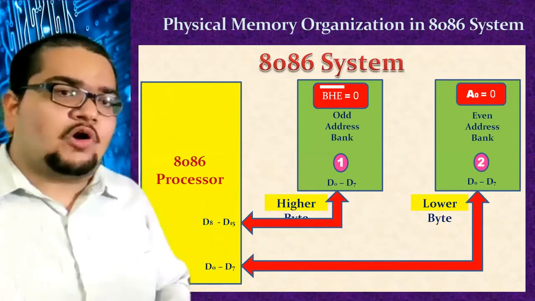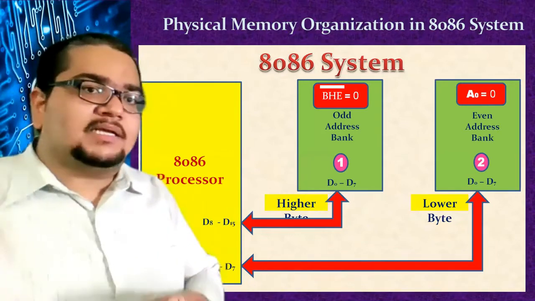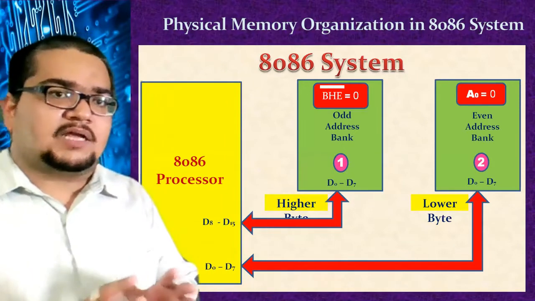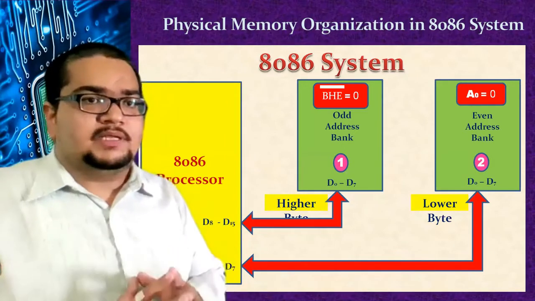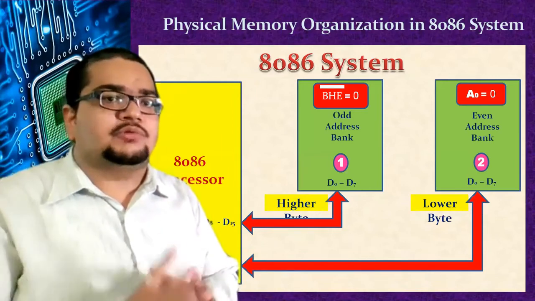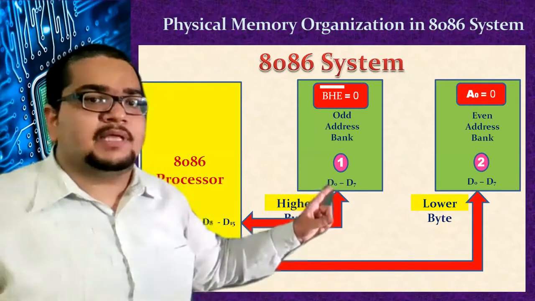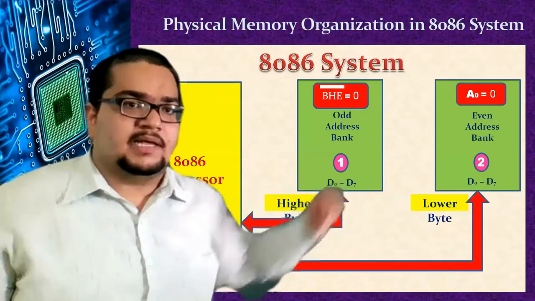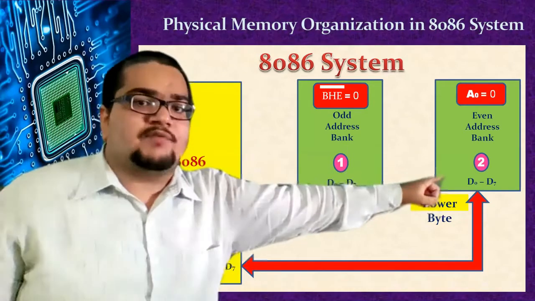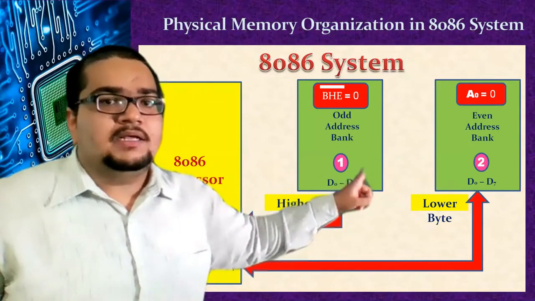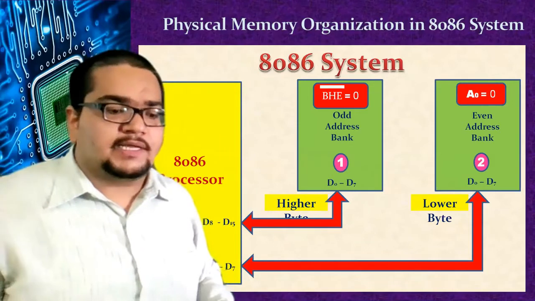Now, if you want to access a complete 16 bits of data, suppose there is some data of size 16 bits stored in memory, you have to fetch that and bring it into the processor. What do you have to do? You have to take 1 byte from here and another byte from there. First, the lower byte from the even bank and the higher byte from the odd bank. How will you take it?